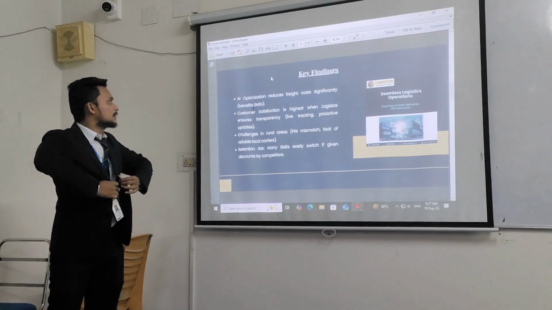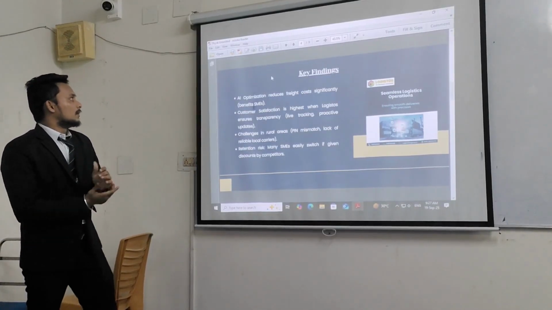Key findings: AI optimization reduces freight costs, significantly benefiting SMEs.